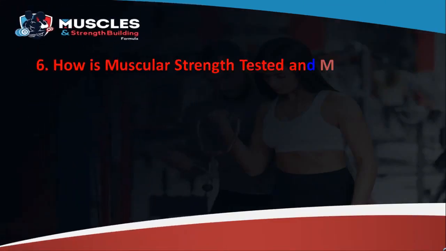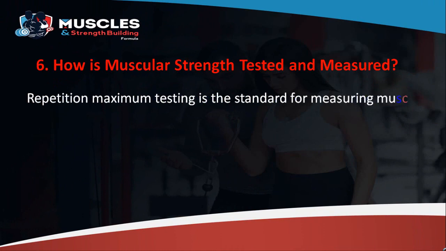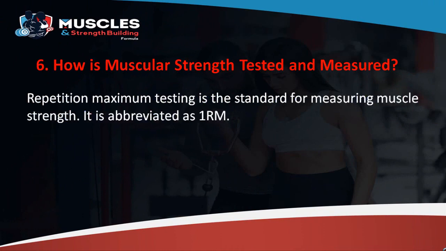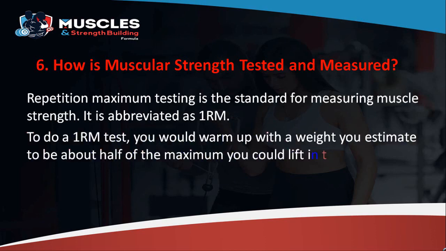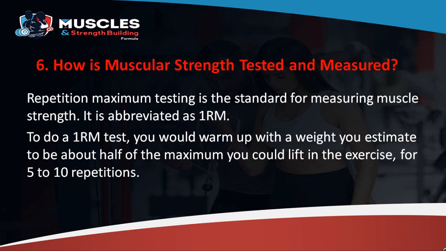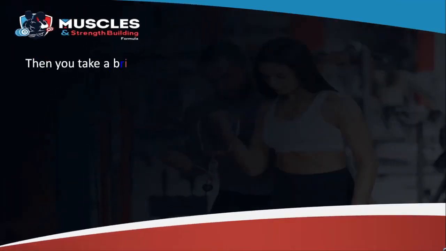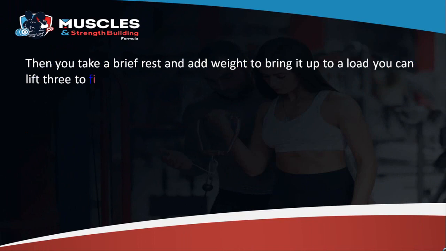Number 6, how is muscular strength tested and measured? Repetition maximum testing is the standard of measuring muscle strength. It is abbreviated as 1 RM. To do a 1 RM test, you would warm up with a weight you estimate to be about half of the maximum you could lift in the exercise for 5 to 10 repetitions. Then you take a brief rest and add weight to bring it up to a load you can lift 3 to 5 times at about 75% of maximum.